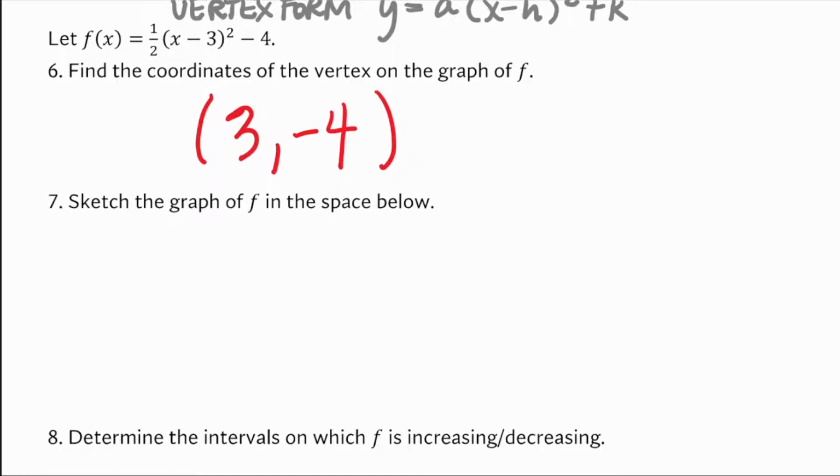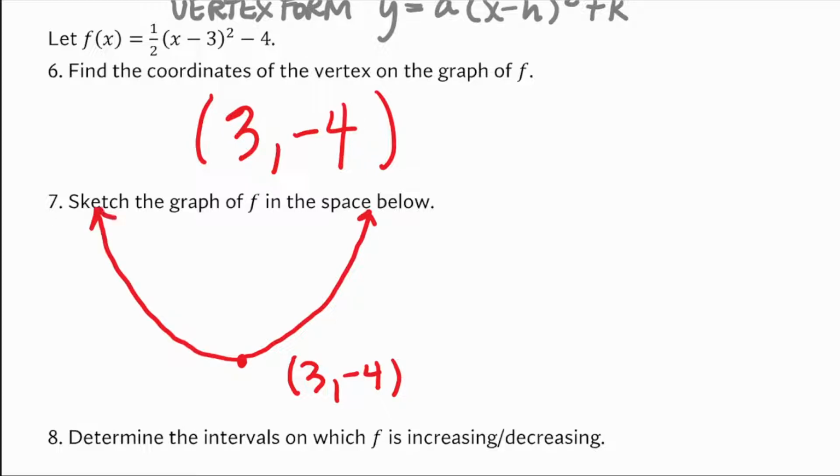Okay, sketching a graph. We don't have that much to go off of so far, so I'm just going to say, all right, this is the point (3, negative 4). It's 1/2 x squared, so it's going to be kind of wide. I don't know if it's that wide, but for a given parabola, if you look close enough, it can be as wide or as narrow as you want, right? If you want it to be narrow, you just zoom out or something. So I think that's going to be a good sketch for us.